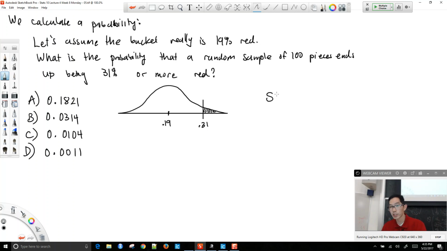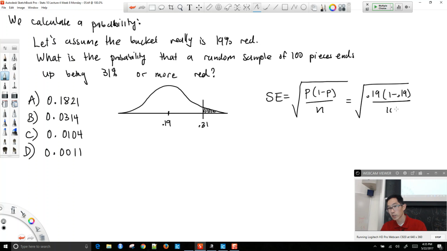And so we need to figure out our standard error. Our standard error is going to be the square root of p times 1 minus p over n. And in this case, 0.19 times 1 minus 0.19 over 100 pieces. And when I did the math here, I got 0.0392, just a shade under 4%.